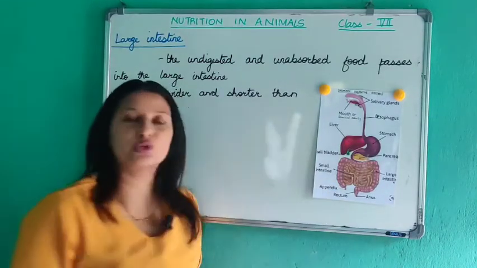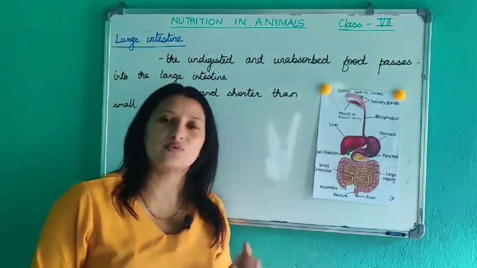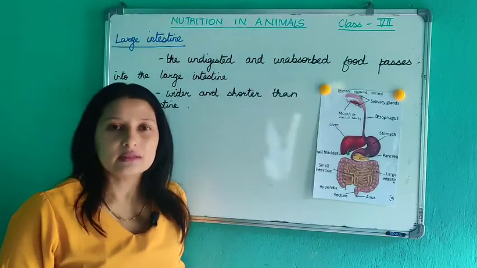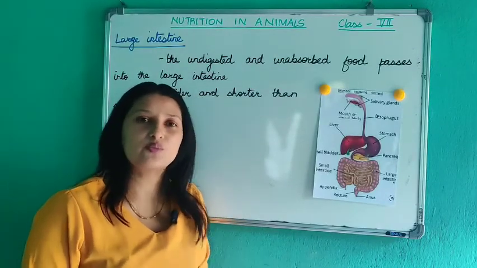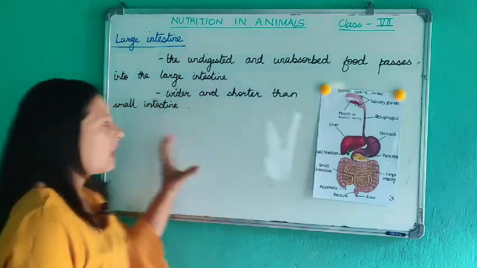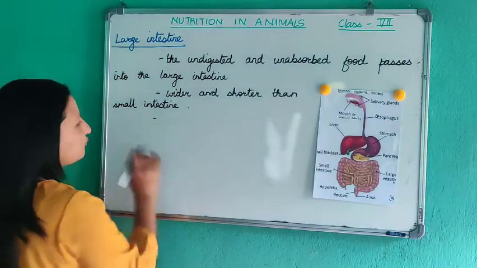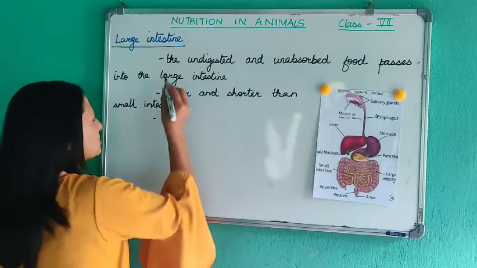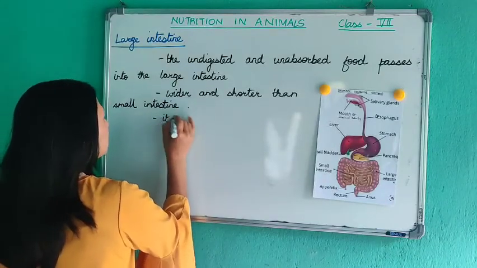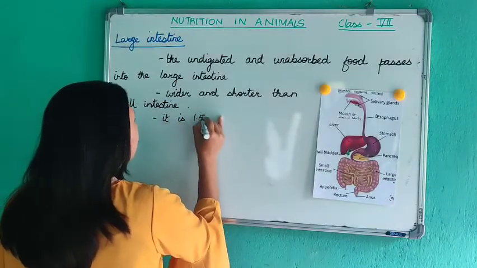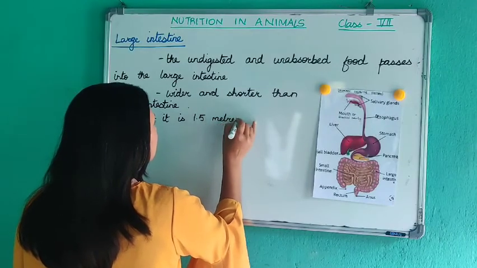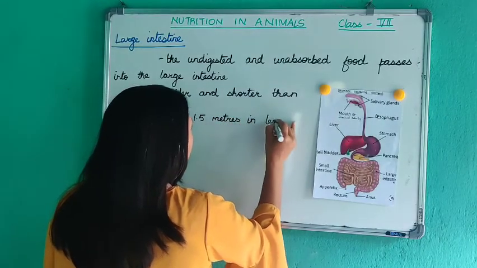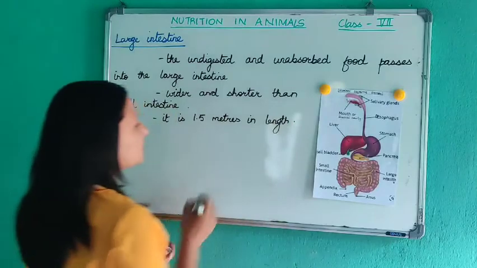What is the length of the small intestine? In the last class we've already studied this. The length of the small intestine is 7.5 meters and the length of large intestine is 1.5 meters. So it is 1.5 meters in length. Okay, लम्बाइ चाहिँ यसको 1.5 meters.